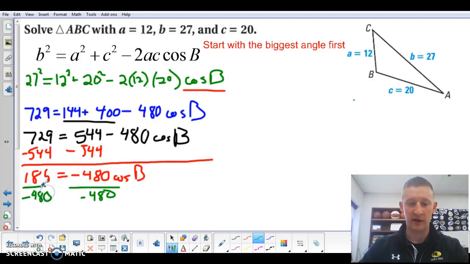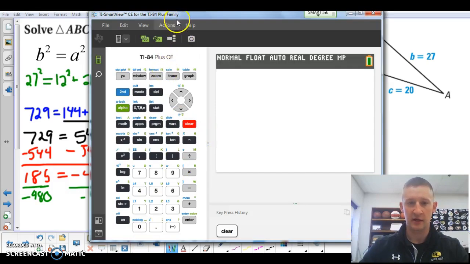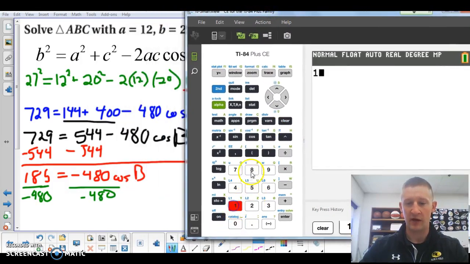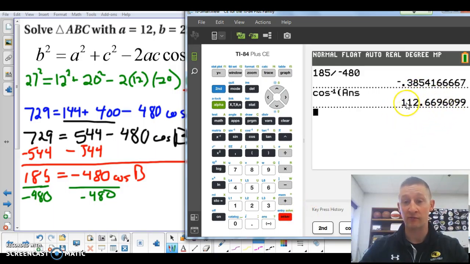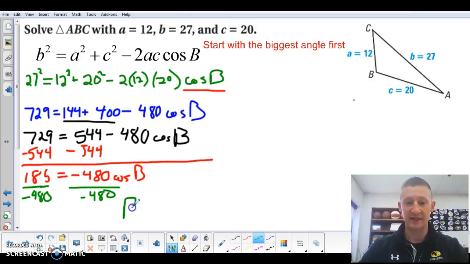At this point, I'm going to turn to my calculator. Okay. So we're going to take 185 divided by negative 480. It'll give us some small negative decimal, but that's okay. Remember, this isn't the angle. This is just what the cosine of the angle is equal to. So now what I do is I'm going to take the arc cosine of the previous answer. We're not rounding. I just have a nice number here. I hit enter, and it spits out an angle. Okay. Now I can round my angle measurement. So this is what B is equal to. Angle B is 112.67. So now that I have one of those angles, and again, that was the big one, so that makes sense that it'd be 112.67.